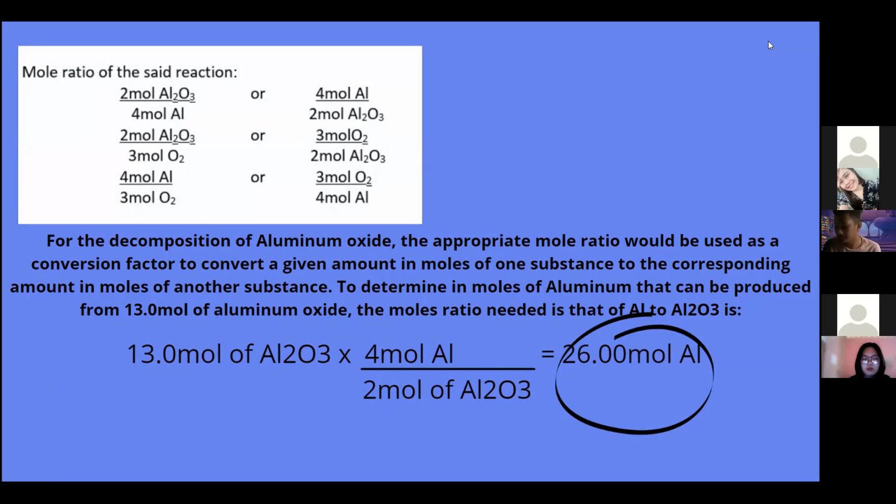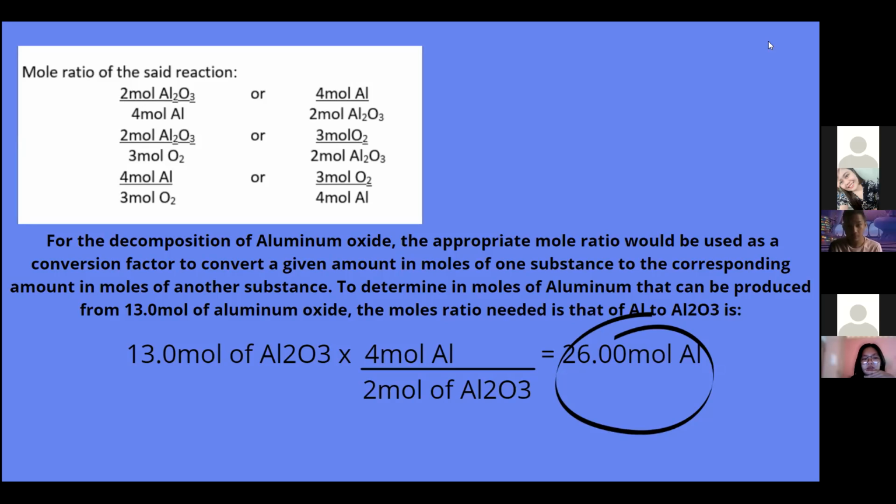So we have here 2 moles of aluminum oxide over 4 moles of aluminum, or we can just invert it. The next is 2 moles of aluminum oxide over 3 moles of oxygen, or again, invert it. And the last one is 4 moles of aluminum and 3 moles of oxygen. We only have 6 possible mole ratios since we only have 2 reactants given and 1 product.